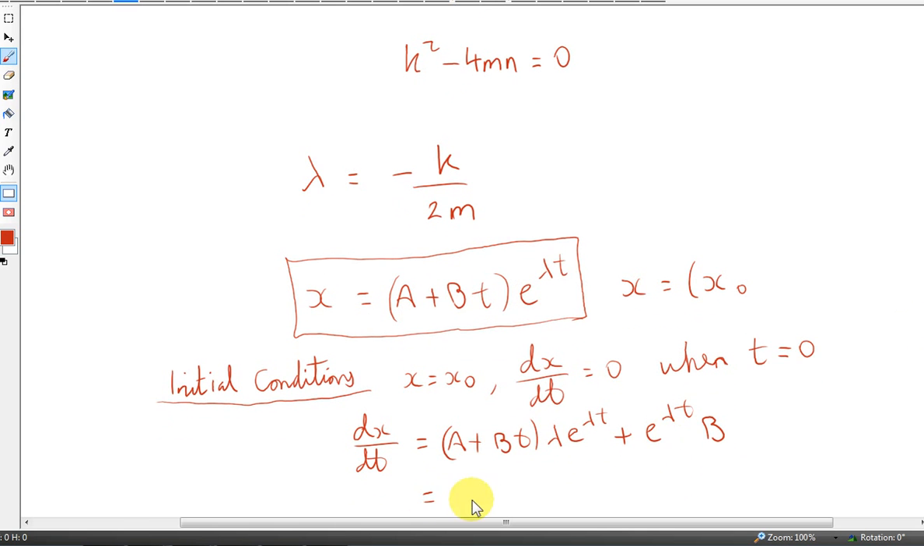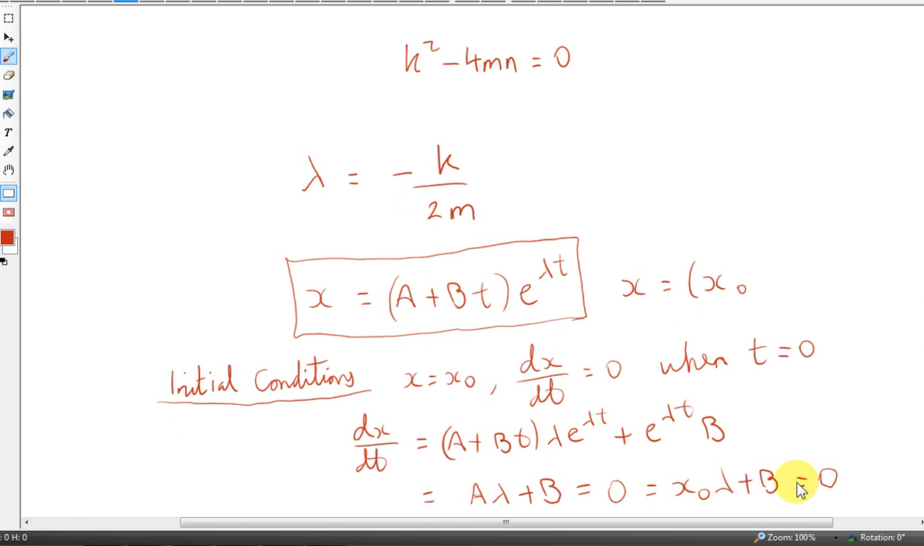So we plug 0 in for t. We get a plus b times 0, times lambda e to the 0. Well, that's just going to give us a lambda. And when t is 0 here, we get b. And we want this to equal 0. We want dx/dt to equal 0. We've already established that a is x0. So that's equal to x0 lambda plus b, which equals 0.